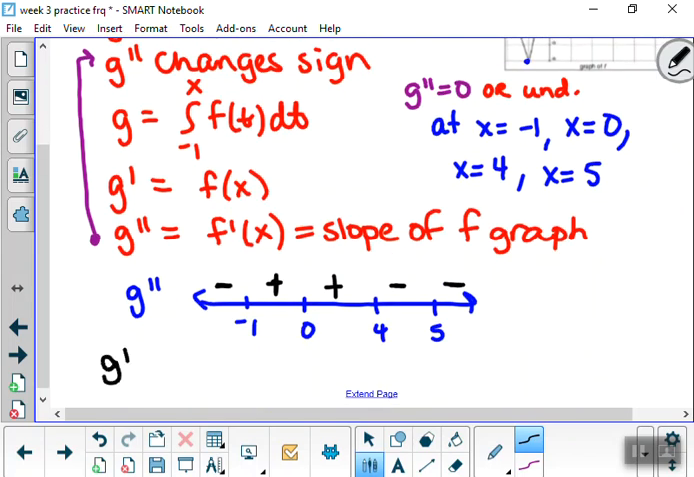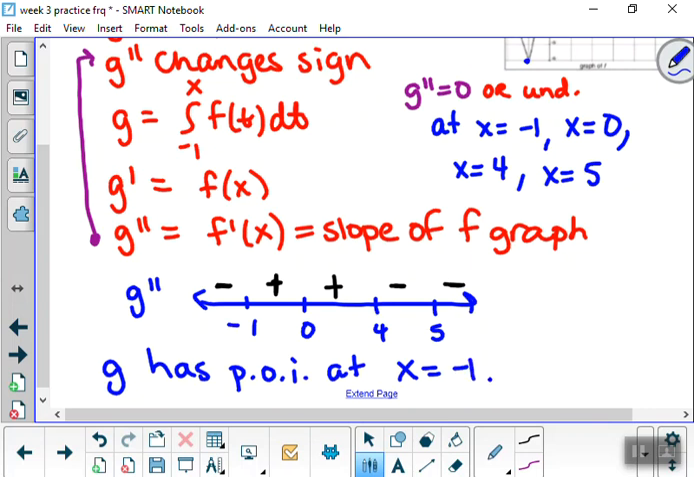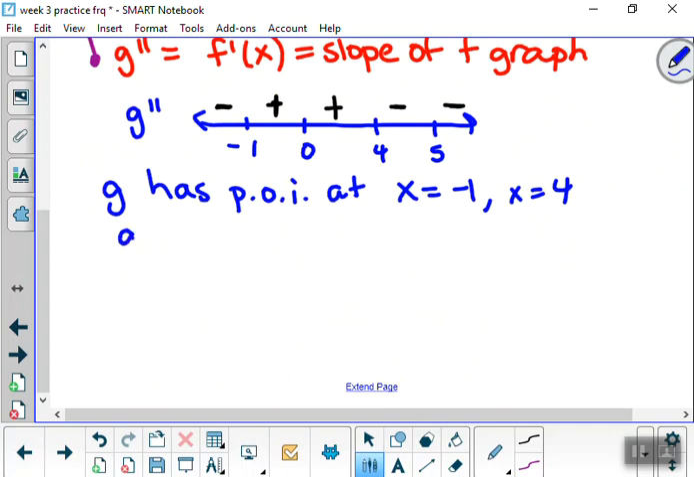So I would say G double prime has, no, not G double prime, G has points of inflection at x equals -1 and x equals 4, because G double prime changes sign.